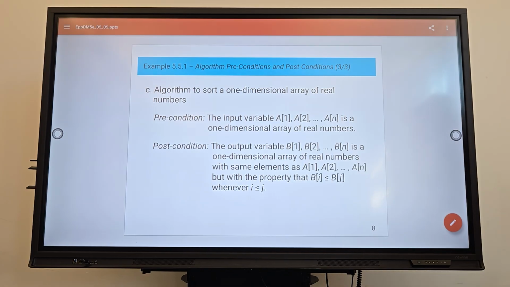The algorithm to sort a one-dimensional array of real numbers. Precondition, the input variables a sub 1, a sub 2, a sub 3, etc. to a sub n is a one-dimensional array of real numbers. And the postcondition would be the output variable b1, b2, etc. to bn is a one-dimensional array of real numbers with the same elements as a, but with the property that bi is less than or equal to bj whenever i is less than or equal to j.